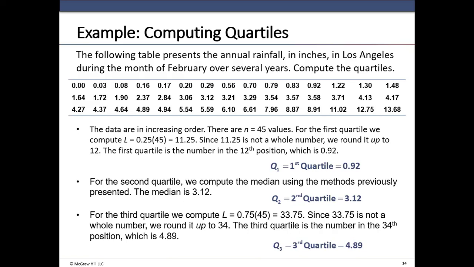Calculate. Okay, first quartile is 0.875. Second quartile, the median, is 3.21, slightly different from what they have. And the third quartile is 4.915. Okay.